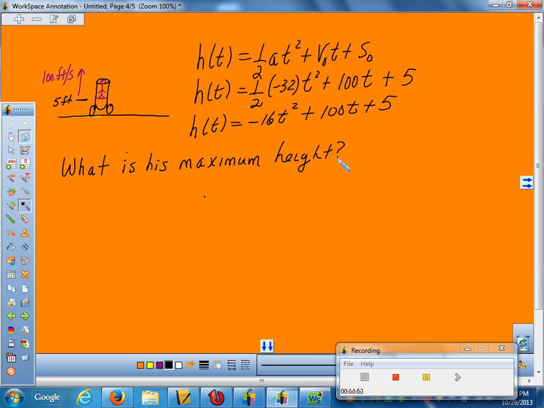And this is where you have to make a decision. Are we talking, for his maximum height, are you solving the equation or are you finding the vertex? If you want maximum height, vertex, yes. You see maximum? You want vertex.